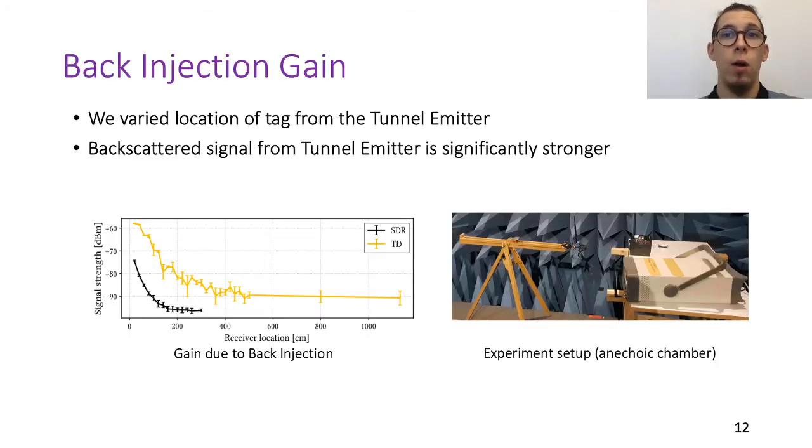In order to evaluate the gain provided by the back injection phenomenon, we conducted an experiment in the anechoic chamber, whose experiment setup we show in the figure on the right. We changed the location of the backscatter tag with respect to the tunnel emitter and recorded the spectrum through a spectrum analyzer. The figure on the left shows the results of the experiment. Here we see that the backscattered signal from the tunnel emitter is significantly stronger when compared to an SDR.